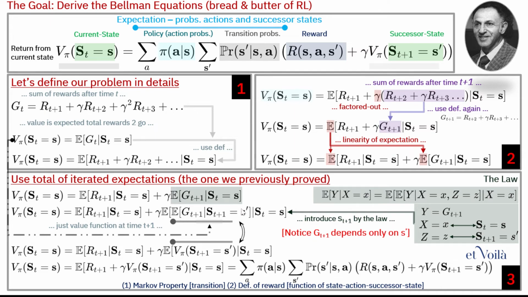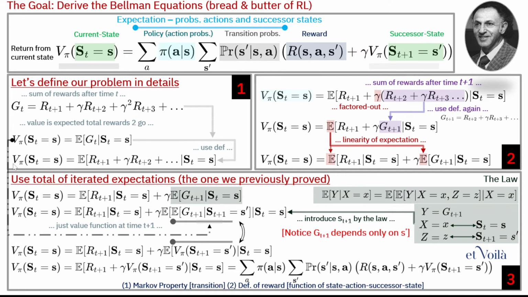And that's why I didn't write x equals x, because I know this is sufficient for me to determine g t plus 1. And of course, the chunk s t is equal to s has to remain. We cannot get rid of that. But now this is interesting, because after we use the law of iterated expectations, we arrive to this place where now you have the expectation of g t plus 1 given s t plus 1 equal s prime. Well, if we look back, the value of s t plus 1 is nothing but the expectation of g t plus 1 given s t plus 1 is equal to something which we call s prime.